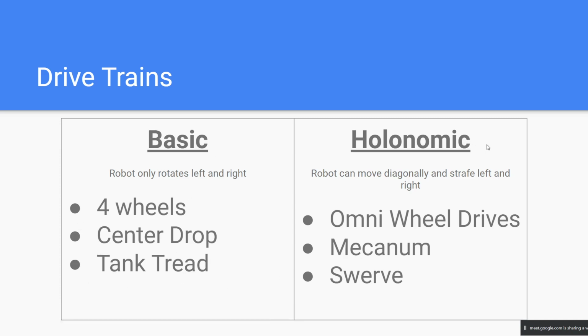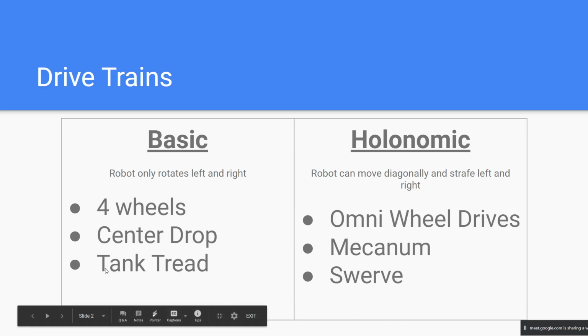On the right over here we have holonomic. Holonomic drive basically means that you can actually strafe left and right. You can literally move left and right, like in a video game, just walking sideways. You could also drive diagonally. So instead of having to turn your entire robot, you could just move left and right. There are different types of this, so we'll go into the Omni-Wheel Drive, the Mecanum Drive, and the Swerve Drive.